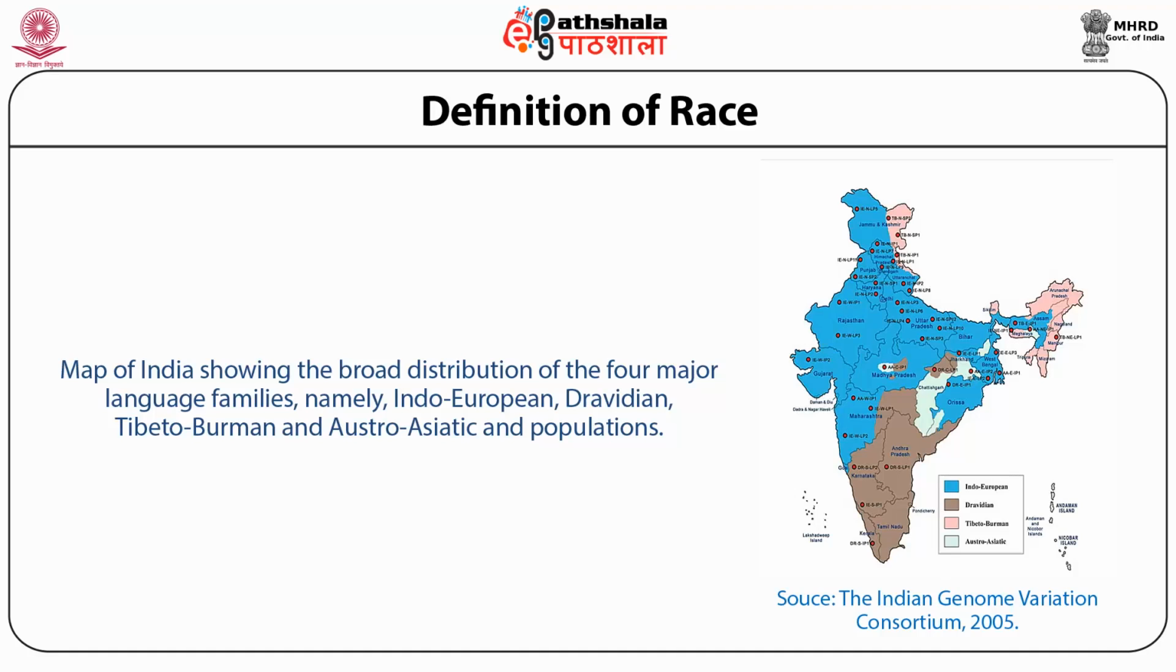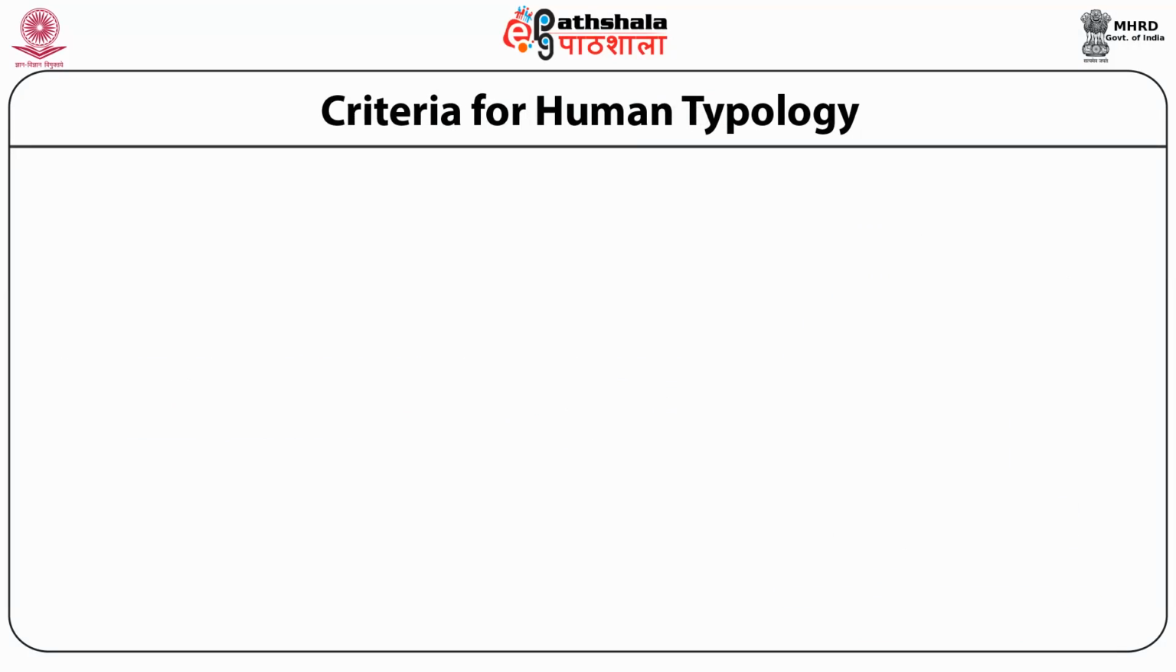After Risley's classification of the people of India, more attempts have been contributed by different people in the classification of the Indian population. Each classification has been attempted in a specific manner. The Indian classifications given by Risley, Guha, Haddon, and Sarkar will be discussed one by one. Criteria for human typology.